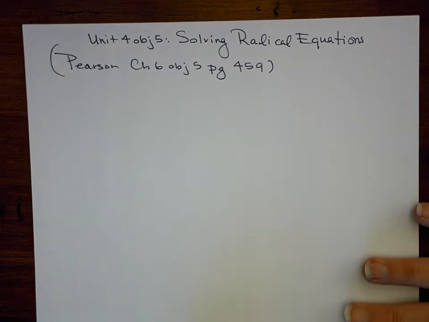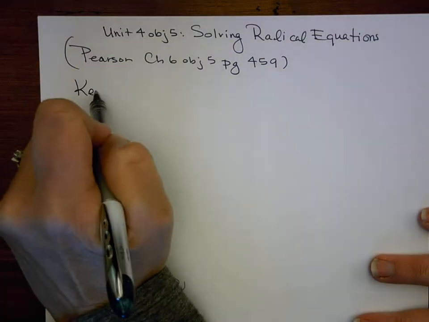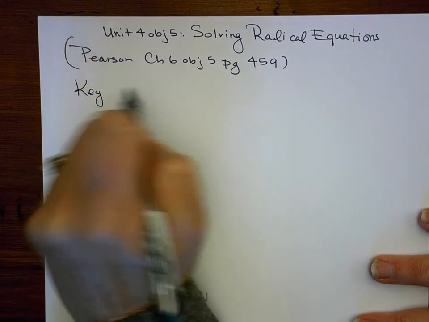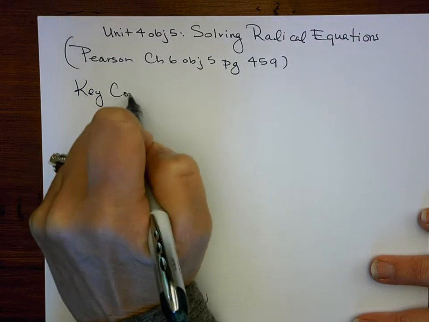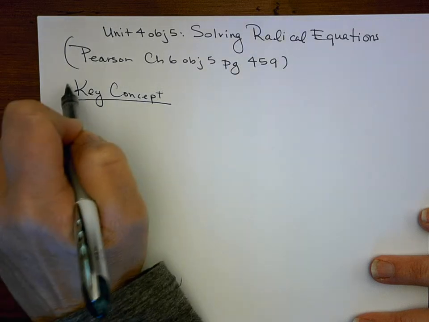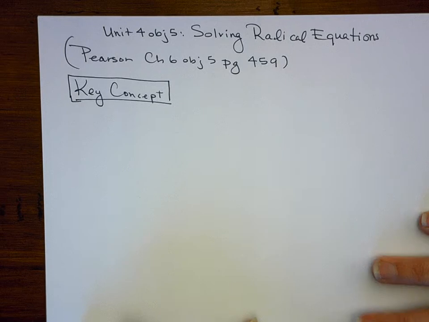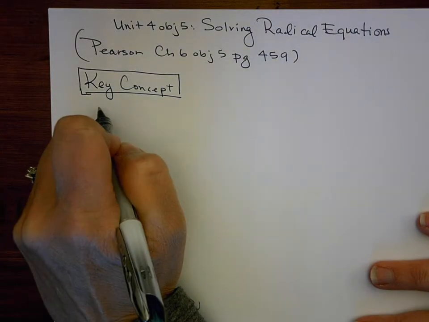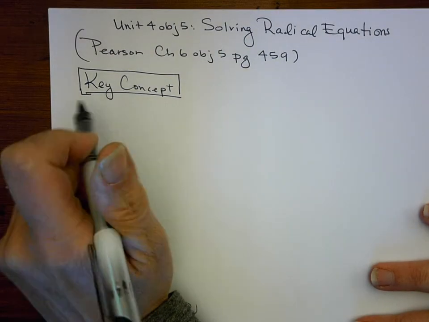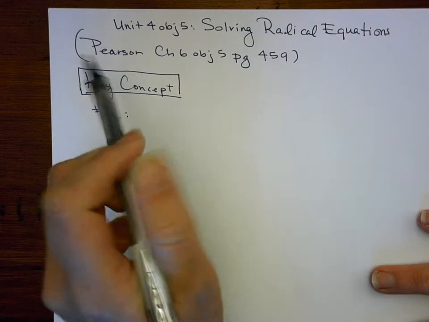So just a couple of things here. This is a key concept, and this actually came out of Unit 4, Objective 4. Right, so that would be Pearson, Chapter 6, Objective 4. And so there's just one key concept here, but we're going to write it in two different ways just to make sure we understand that.